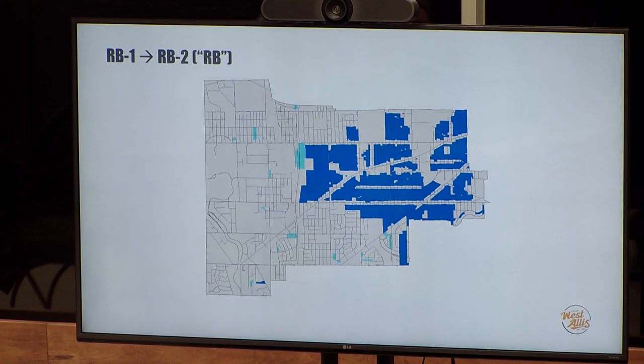Next is the RB district. So right now we have RB1 and RB2. RB2 is the dark blue. It's basically all of the residential area on the east side of West Allis. RB1 was originally intended as a transitional district between some more commercial areas and some of the RA residential districts. There aren't a lot of differences between the RB districts, and we want to just combine these into one, considering there's really not that many RB1 buildings at all. So that's another good example of very similar types of regulations and types of homes.